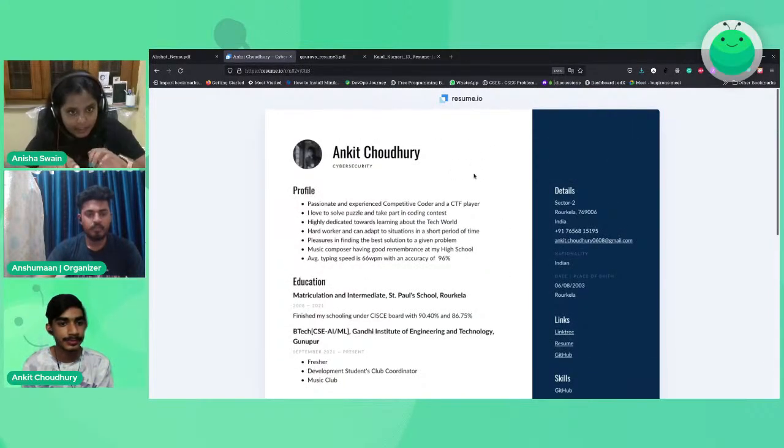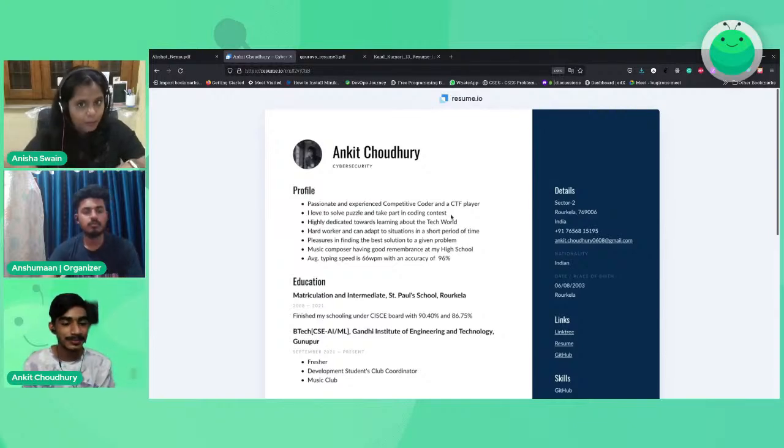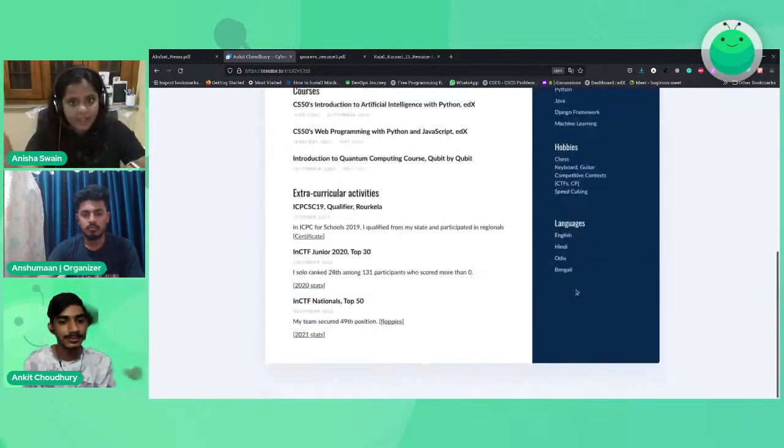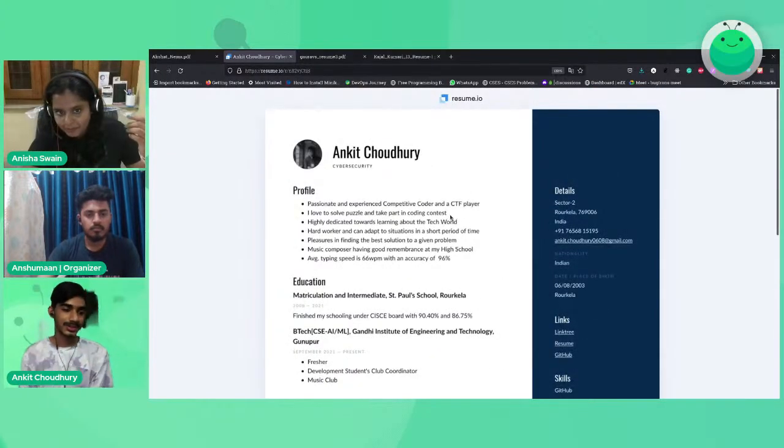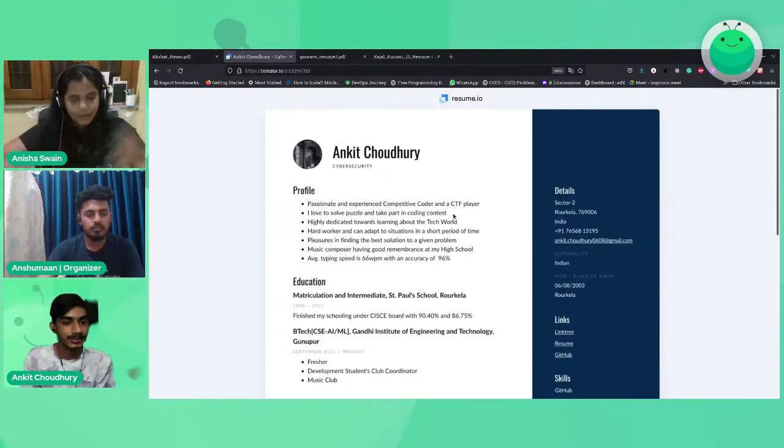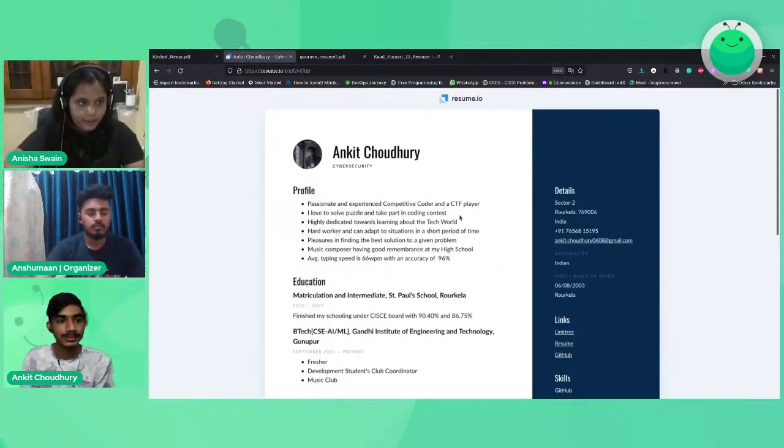Second thing, solving puzzles and taking part in coding contests. You must be having information about the coding contests, right? Those are extracurricular activities. You could put it in extracurricular activities by giving the name of the contest and how you did. Okay, he mentioned it there. So you see, this is what happened when I started. This is my thinking process. I have not gone through the resume. This could go into extracurricular activities.